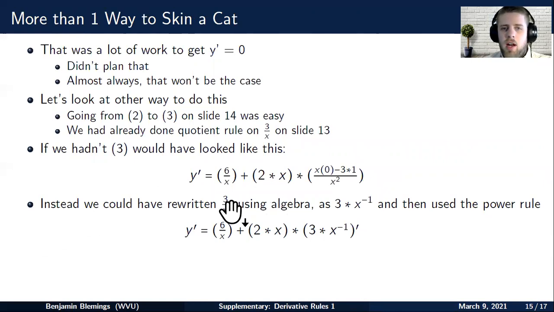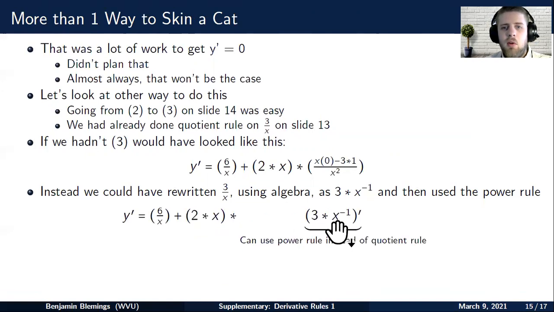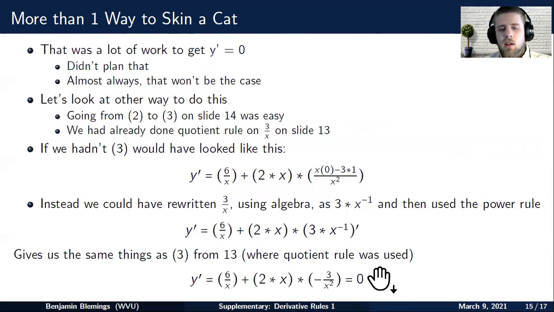So instead, we could just rewrite 3 over x using algebra as 3 times x to the negative first, negative exponent, and then we could just use the power rule, which you guys are very probably comfortable with. And so we'll just use the power rule on this instead of using the quotient rule on that, and we can say the same thing. So y prime equals 6 over x plus 2 times x times negative 3 over x squared, which just, as we saw in the last slide, simplifies to 0.